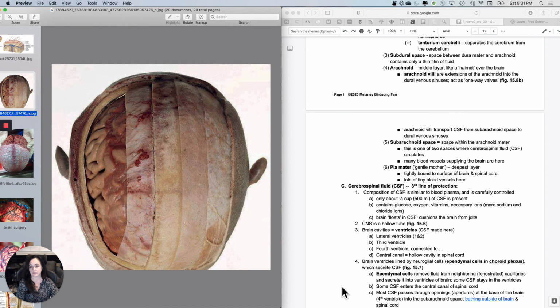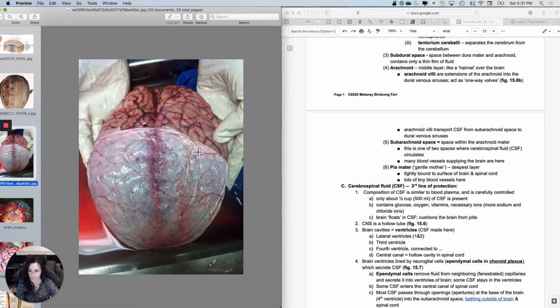go back to this figure and say, okay, the pia mater is making the brain shiny, and then what we're seeing that's spiderwebby is the arachnoid, and then this is one of the layers of the dura mater. And then we'll look at a couple more pictures. So this is the meningeal layer of the dura mater, and then you're seeing a little bit of pia and arachnoid together right there.